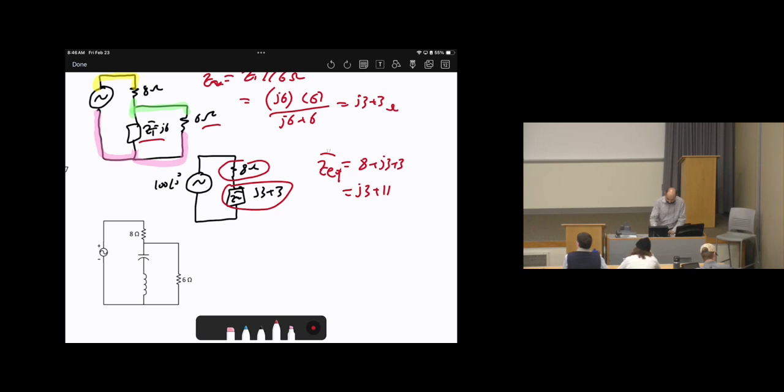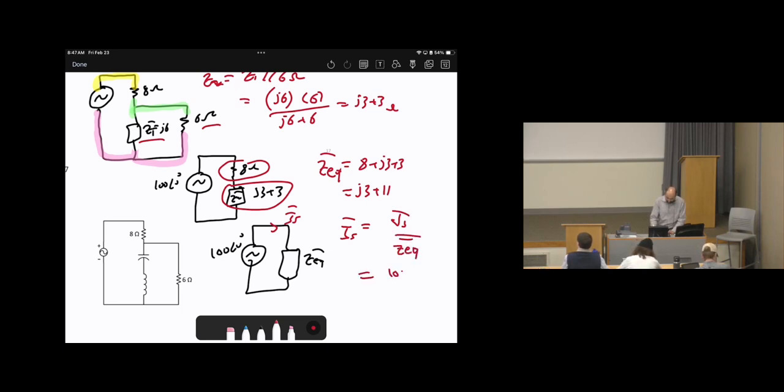Then we are ready to calculate the currents. So I'm going to redraw the circuit: 100 angle 0 degrees, and this is the equivalent. To calculate the current I source, it will be V source over Z equivalent using Ohm's law. So V source 100 angle 0 over Z equivalent, which is J3 plus 11. Then you need to substitute this using the calculator.